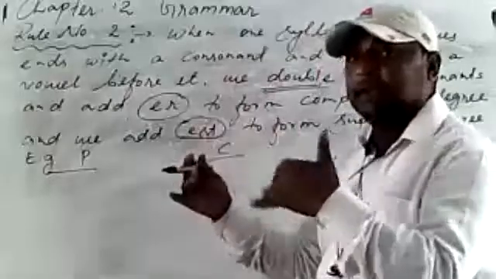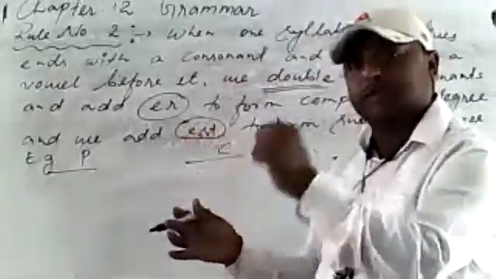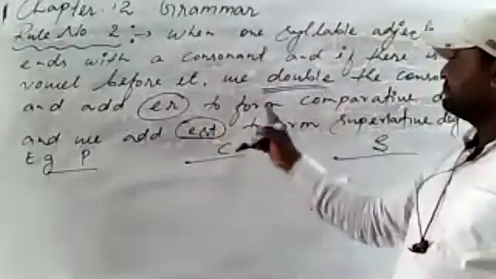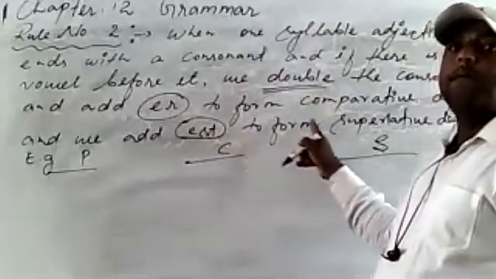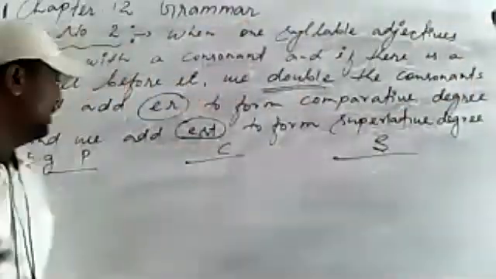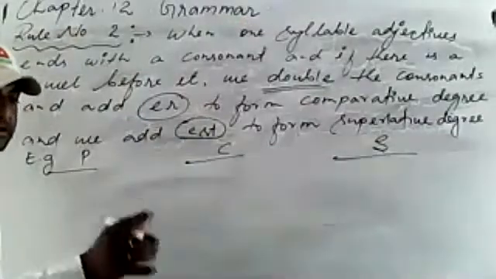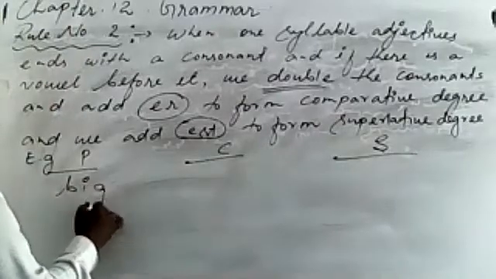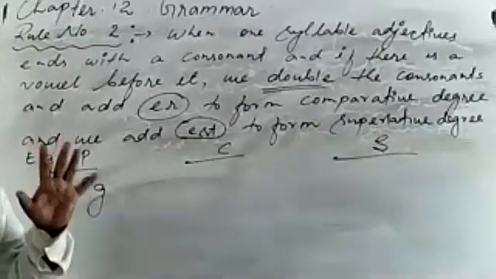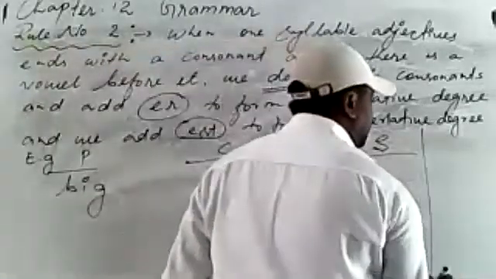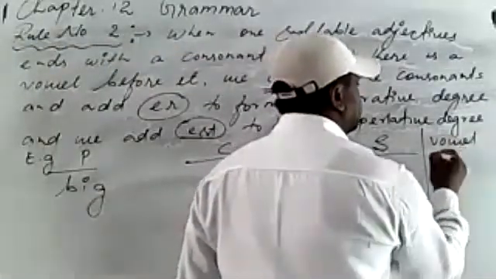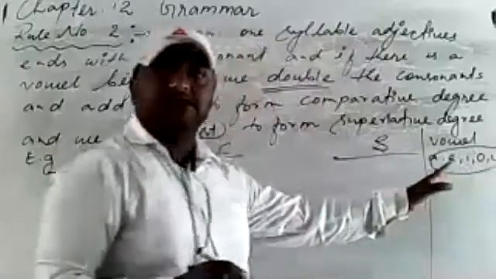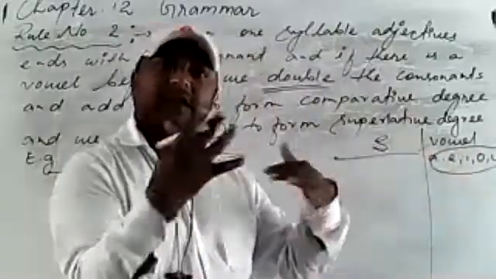We are going to double it. Yes, we will double the last consonant, and what we are going to add? We are going to add er to form comparative degree, and we are going to add est to form superlative degree. Let us see some of the examples. Look here. Some examples. Okay, students. Big. B-I-G. Big. See the last letter. बेटा आपको याद होगा what is vowel and consonant. Look here. I have taught you vowels A, E, I, O, U. All these are vowels. A, E, I, O, U are vowels, and the remaining are consonant.